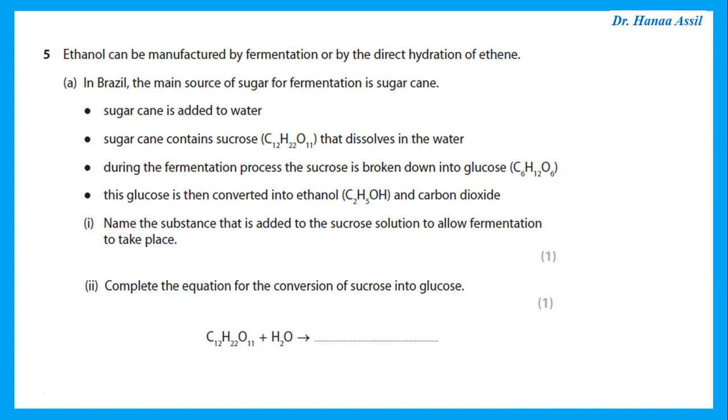And the first question is, name the substance that is added to sucrose to allow fermentation to take place. When we have a sugar solution and we want to do fermentation, what do we add to the sugar solution? We add yeast. Complete the equation for conversion of sucrose into glucose. He already tells me that the C12H22O11, that is sucrose. And when we add water, it should give glucose. Glucose is C6H12O6, and to balance, we need a 2 in front of that.